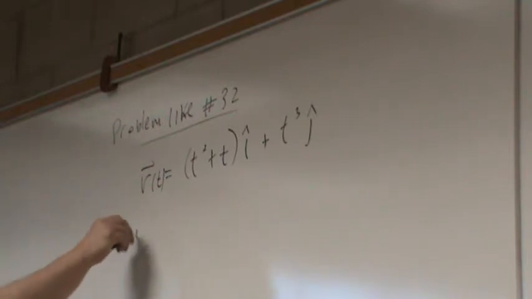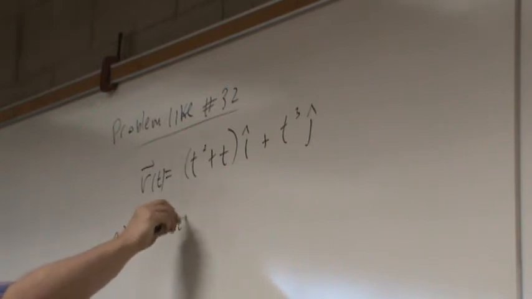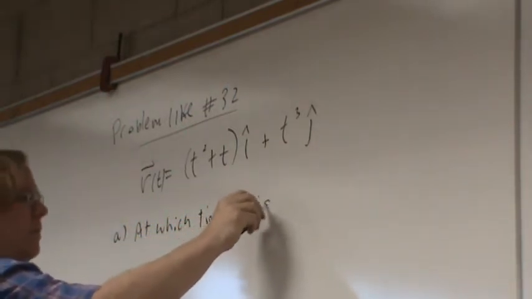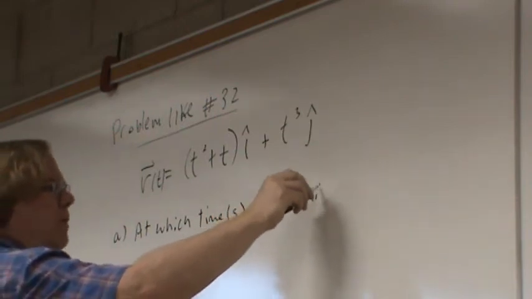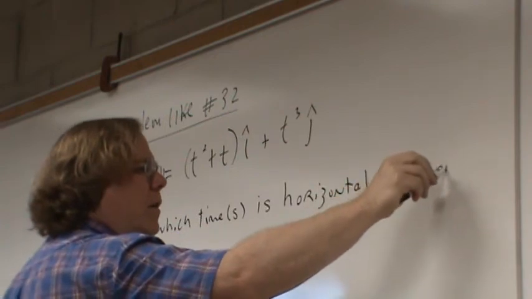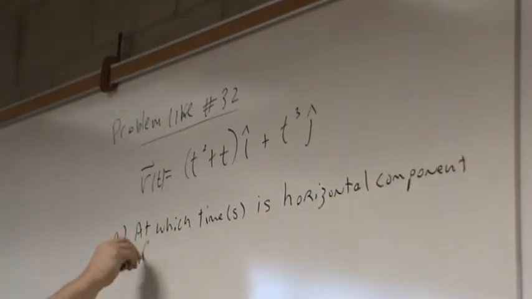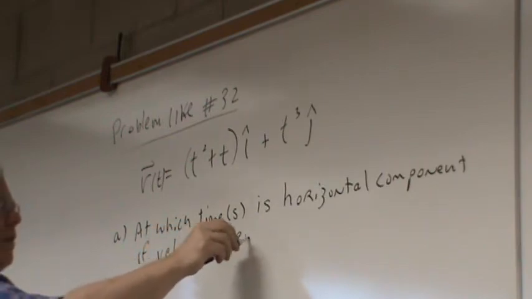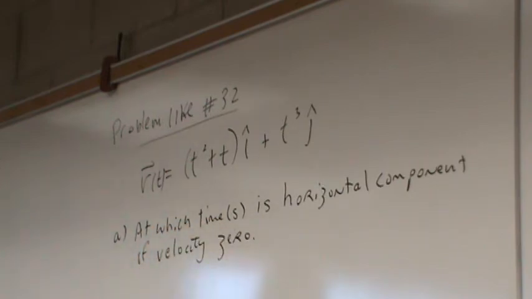Here's part A. At which time or times is the horizontal component of velocity 0? Well, first things first, I better get an expression for the velocity.